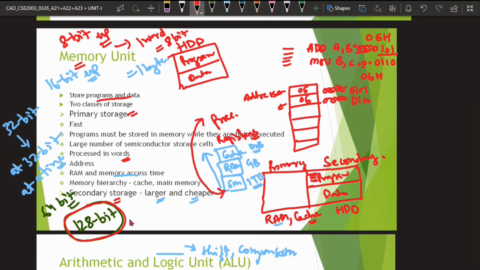If there is no such processor, why is there no processor having 128 bits? Or if there is any processor with 128-bit data, just name it. If yes, if no, then why no? Okay, so this is the homework for you.